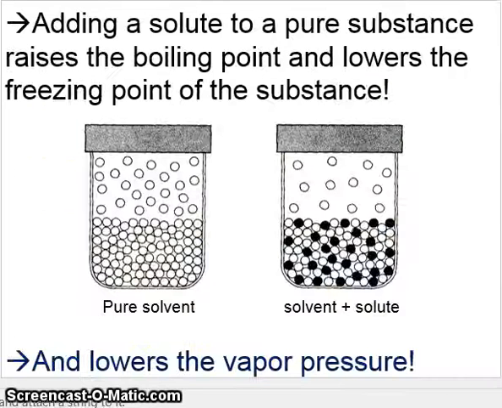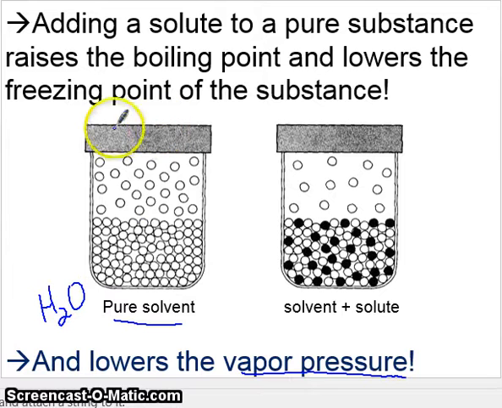And along with that, here it says adding a solute to a pure substance raises the boiling point and lowers the freezing point. So this is just an overview of the last slide. And it also lowers the vapor pressure. Remember, so here are the pictures essentially. You have a pure solvent, so we'll say this is just regular water. The regular water, if you close the container, has a certain vapor pressure. This is the pressure due to just the vapor of that liquid.